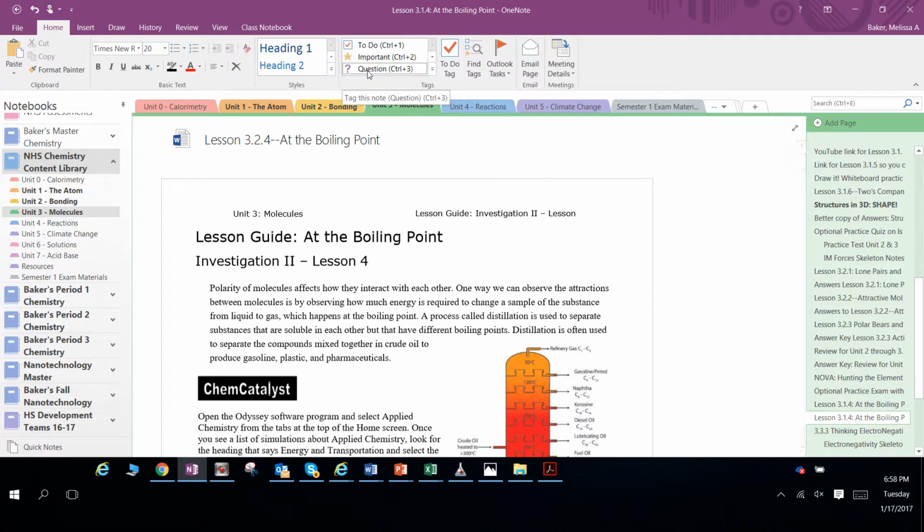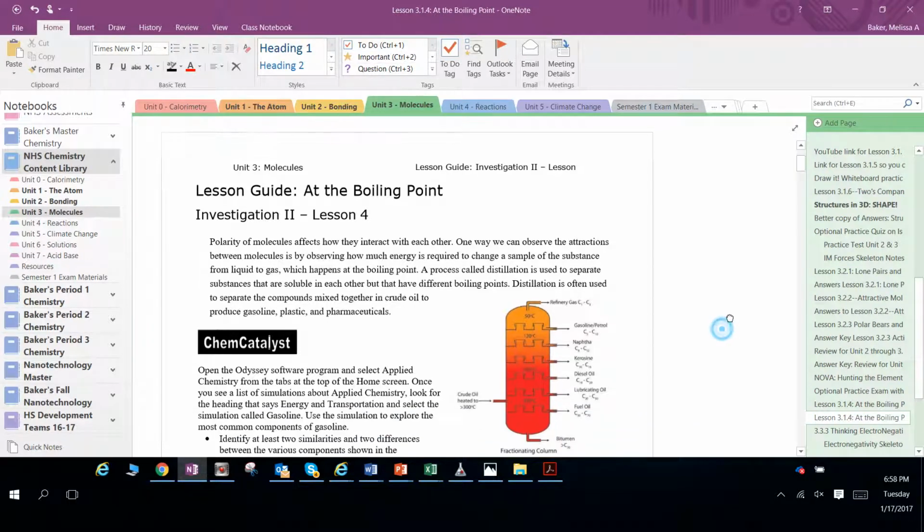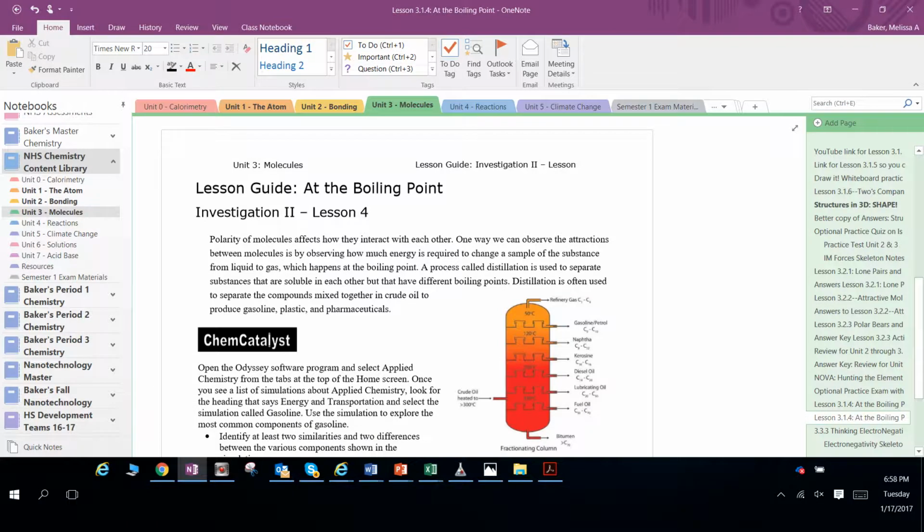So you missed lesson 3.2.4, which was all about boiling substances. And so let's talk about this introduction here. It says the polarity of molecules affects how they interact with each other. One way we can observe the attractions between molecules is by observing how much energy is required to change a sample of the substance from liquid to gas, which happens at the boiling point.